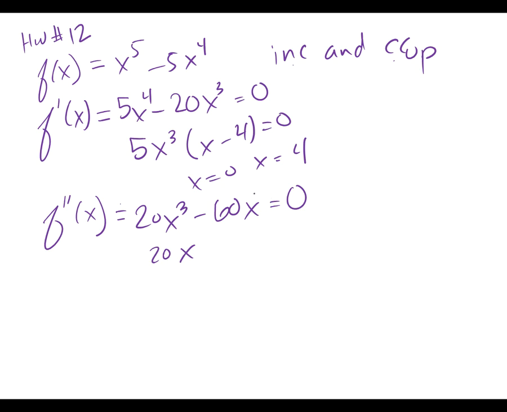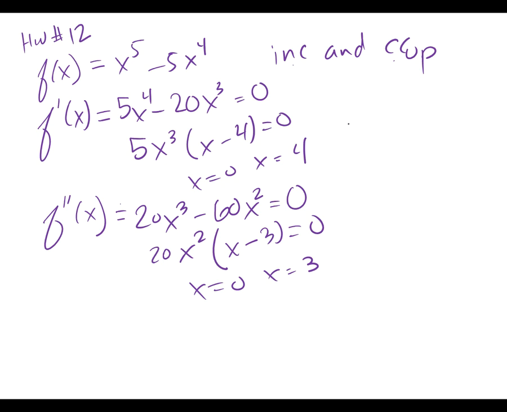Did I miss a square? Yeah, okay. We're good. 20x squared. Okay, x minus 3. Good. Critical numbers off that one would be 0 and 3. So instead of setting up our sign chart and doing the increasing, decreasing with the 0 and the 4, and the concave up, concave down with 0 and 3, we're going to put all of them on the sign chart.